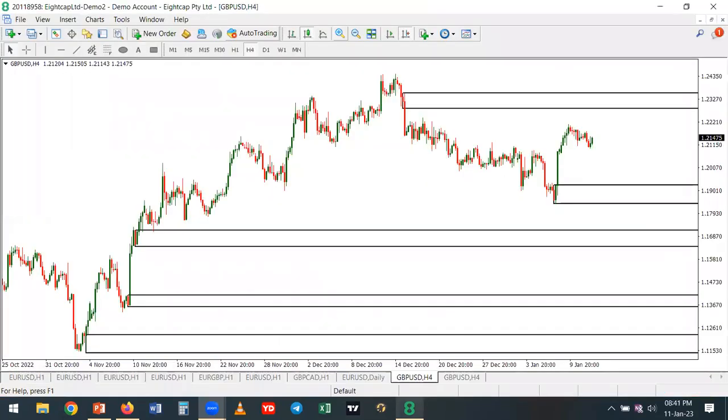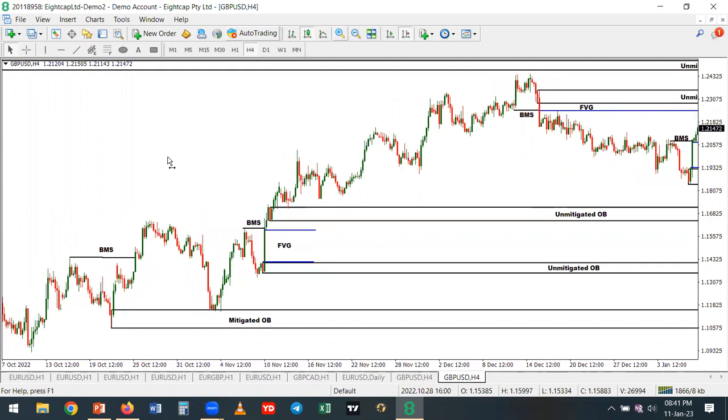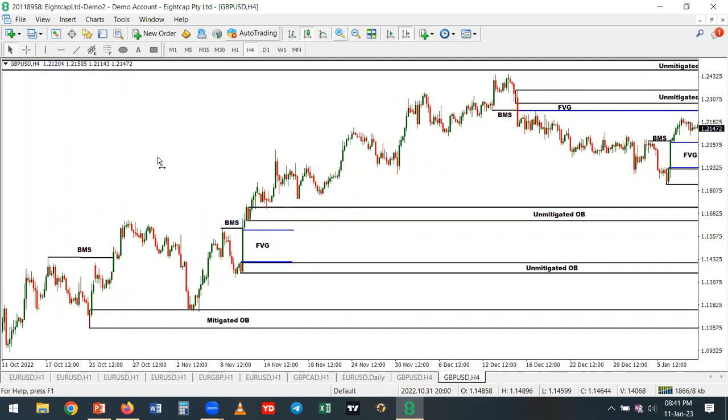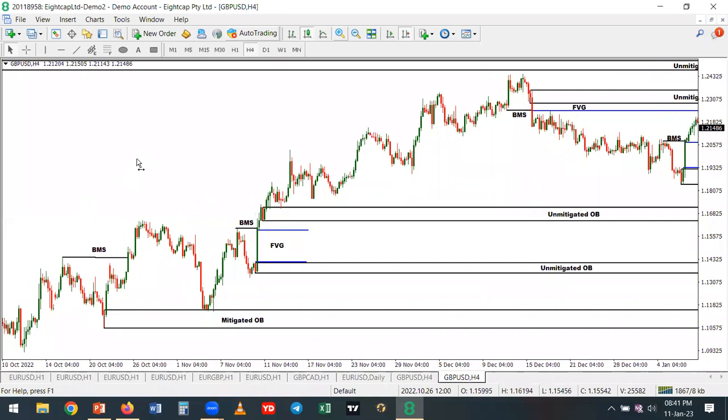Let's go to the chart. I like being practical and realistic. I have a chart I'm going to use to make all this explanation clearer. I have a chart here with order blocks drawn up. You can see the mitigated order blocks and the unmitigated order blocks duly highlighted.